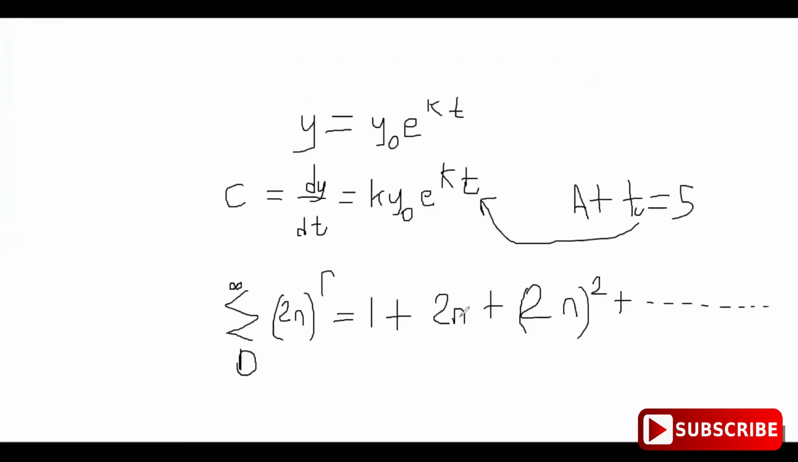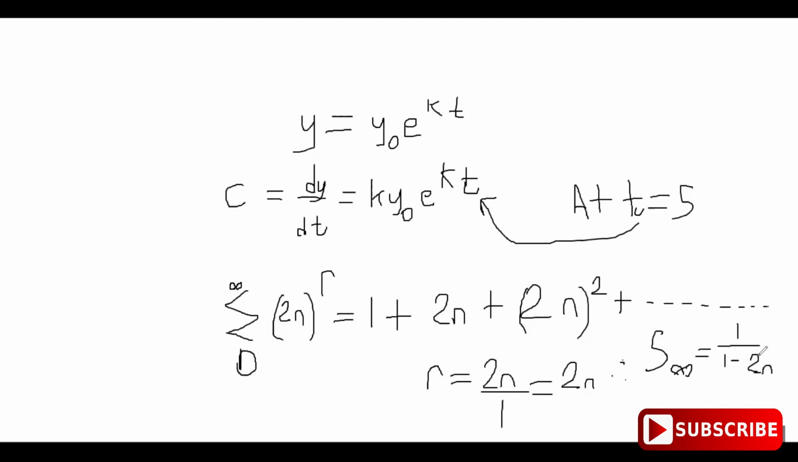And so all we need to do is find the common ratio. The common ratio is T2 divided by T1, which is the second term, 2n, divided by the first term. So the common ratio is 2n. And so therefore, the sum from 0 to infinity is the sum to infinity. Sum to infinity is the first term in the series, 1, divided by 1 minus the common ratio. And the common ratio is 2n. So the sum to infinity is 1 over 1 minus 2n.